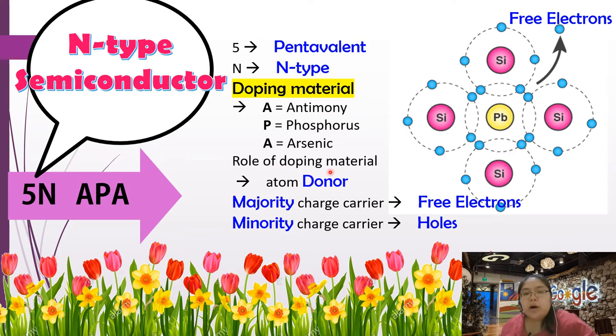Okay, role of the doping material. What's the role here? The role here now is an atom donor. Just now it was a receiver, now it's a donor. That means you want to donate. Okay, why does this one want to donate? We go and see the diagram.